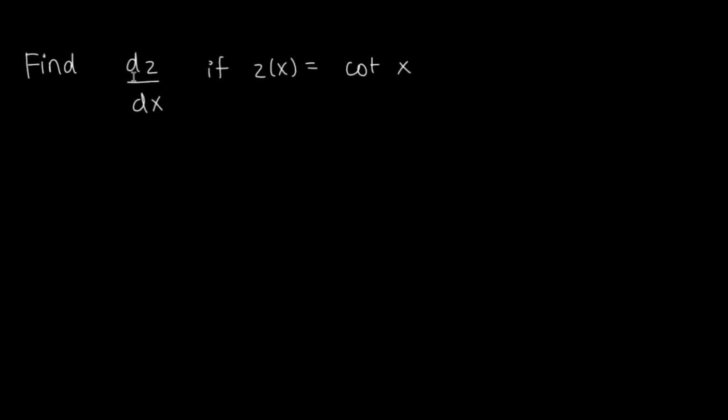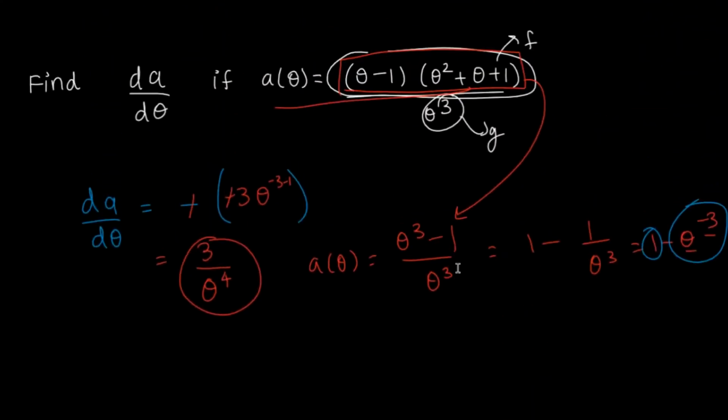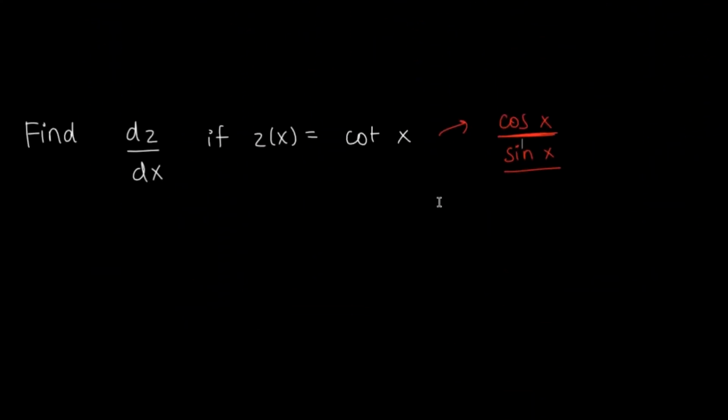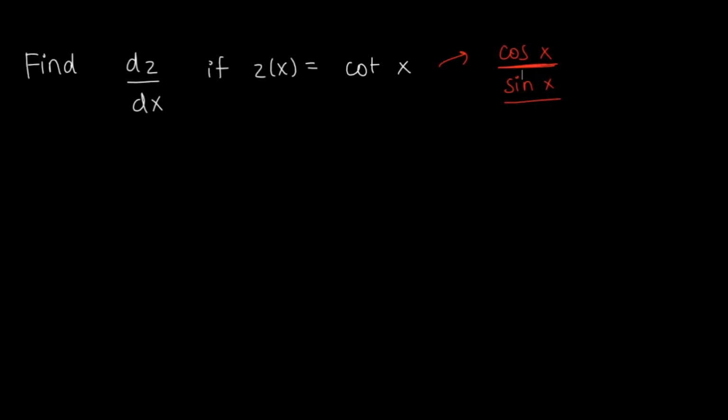We need to find the first order derivative dz over dx if z of x is equal to cot of x. And if you know that cot is equal to cos of the variable divided by the sine of the variable, you can see that you cannot simplify this by the easy method, like the one we did right here. We need to apply the quotient rule here. That's perhaps the best strategy. So let's take this to be f, and let's take this to be g.